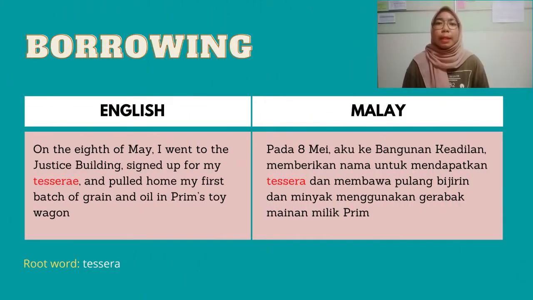Assalamualaikum and hi everybody, it is my turn now to continue with the presentation. For borrowing, it is the taking of words directly from one language into another without translating. A borrowed word is usually italicized to show that it originally belongs to the SL and is considered to be foreign. So the example is as in the table.